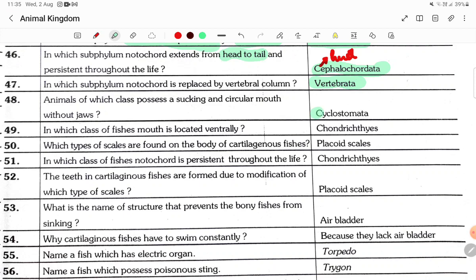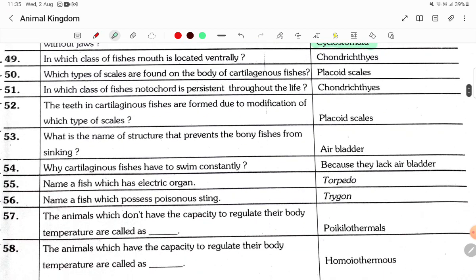Cyclostomes possess a sucking and circular mouth, that is, without jaws. Sucking and circular mouth, this is important. Question number 49: in which class of fishes is the mouth located ventrally? Mouth is located ventrally in Chondrichthyes. If you repeat this again and again you will remember it. This question is important, and has been asked many times in exams like NEET. Coming to question number 50: which type of scales are found on the body of cartilaginous fish? Cartilaginous fish have placoid scales.